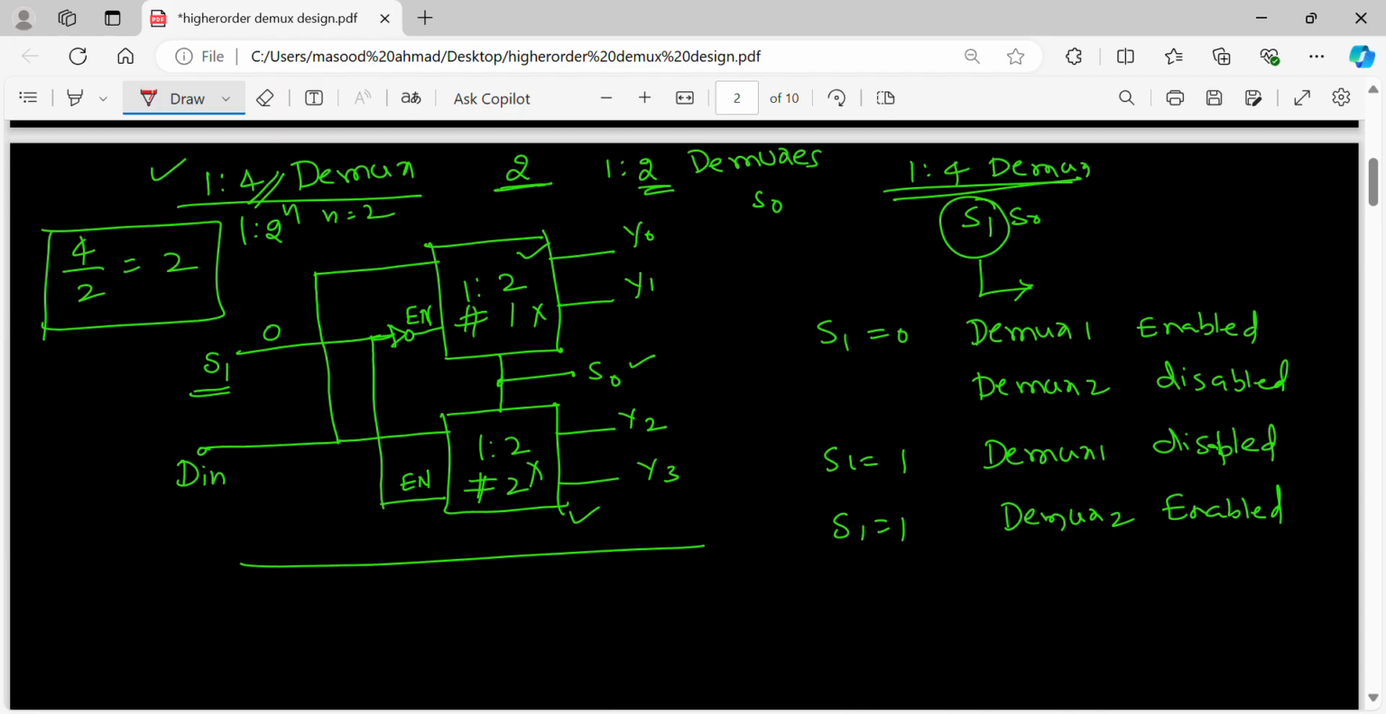The real design that we are looking for is, I would like to design a 1:4 Demux using 1:2 Demuxes. How many do I require? 2. How do we make the calculations?